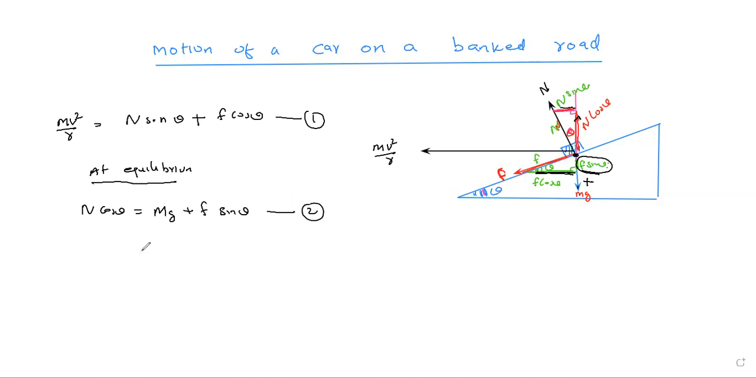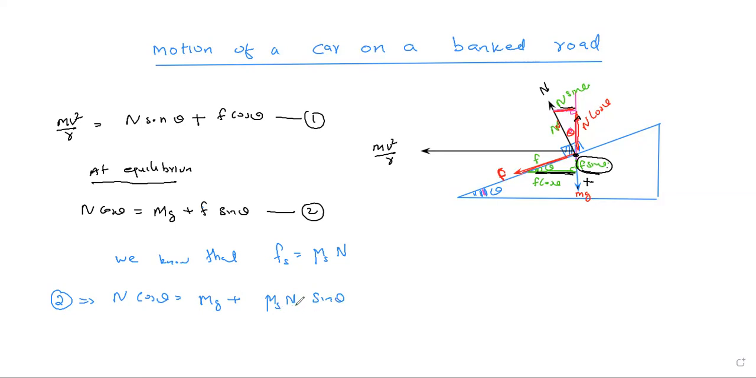Now we know that static friction Fs equals mu s into N. So we can change this second equation. Equation number 2 becomes N cos theta is equal to mg plus, instead of F we can write mu s into N, sin theta.